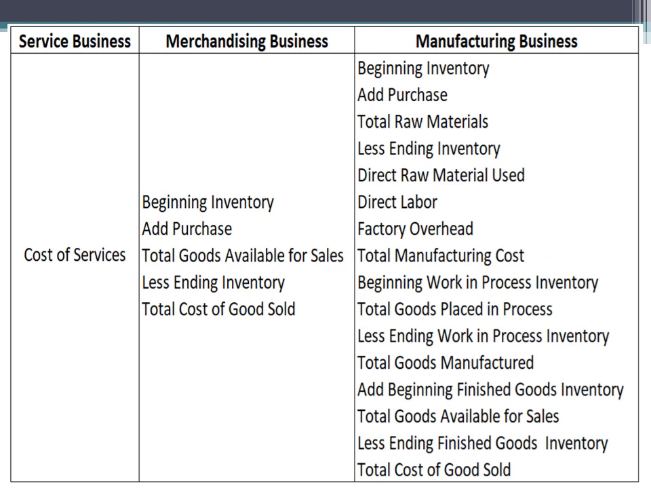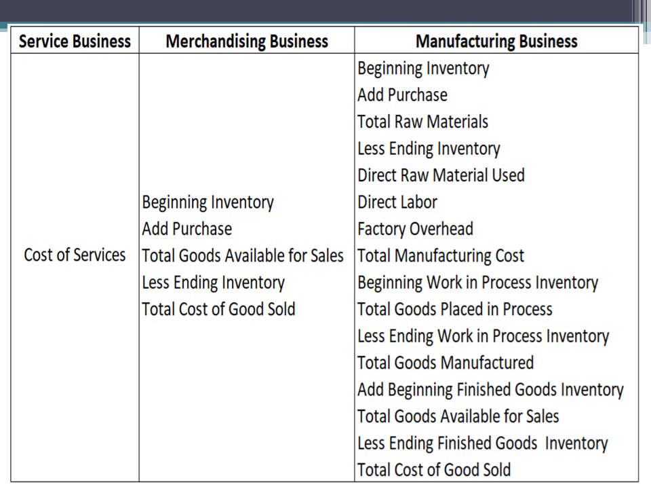For service, the statement of cost of goods sold normally involves only one item, which is the cost of services. But for merchandising, we usually have the beginning inventory, those that were not sold before the end of the year. Then we add all the additional purchases. Then we have the total goods available for sale. Less ending inventory, those that we can count at the end of the year that have not been sold.